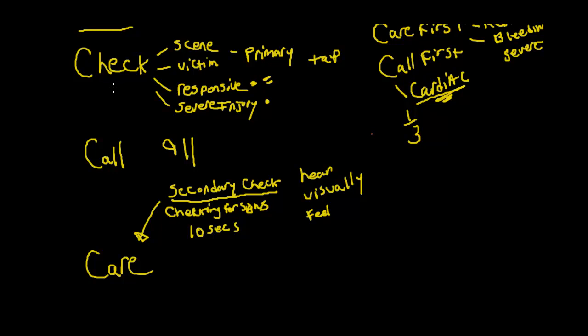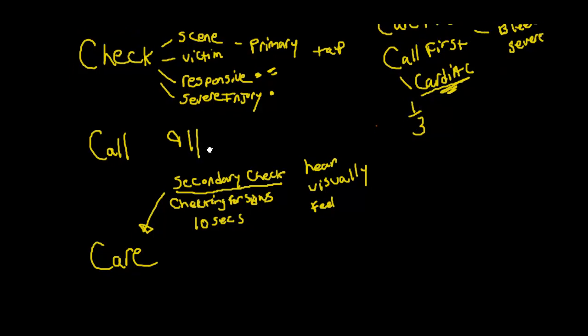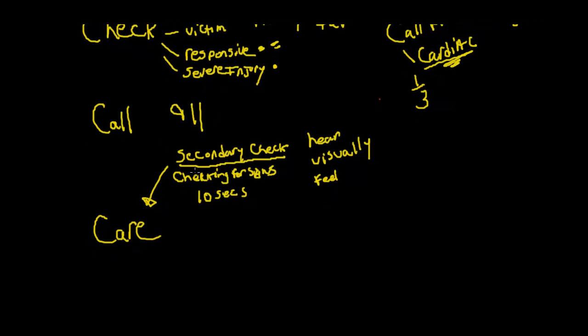So let's go over check, call, care one more time. We're checking the scene, just making sure we're not going to become a victim. Plus it tells us kind of what happened. We're checking the victim, reaching down and tapping them to see if they're responsive, or looking for any severe injury. We're kind of scanning them as we do that. Depending on what we find, if they're unresponsive or have a really severe injury, we're going to call 911 unless it's a care first situation. Then we would go ahead and give care. But if it's a call first situation where we think it's possibly cardiac in nature, then we can begin our secondary check just to make sure there are no signs of life.